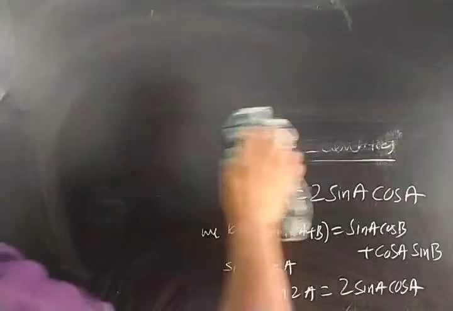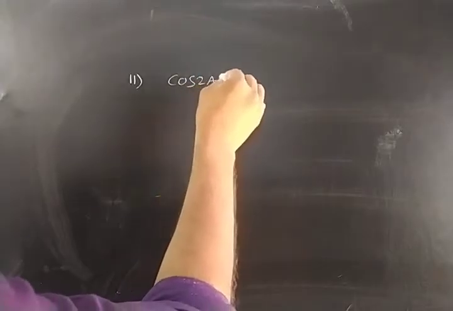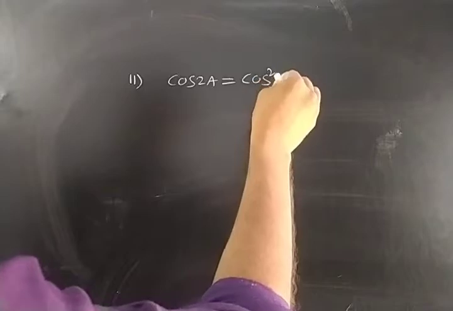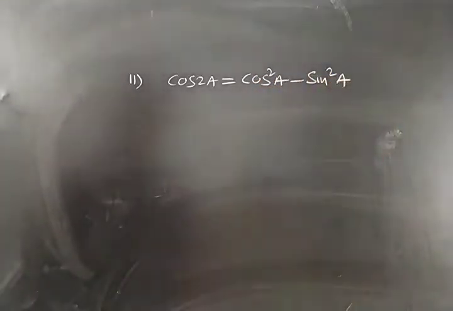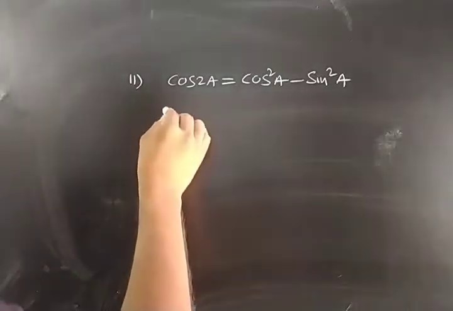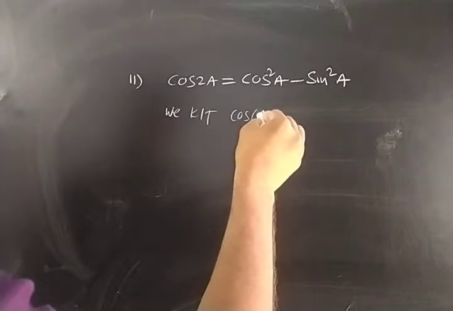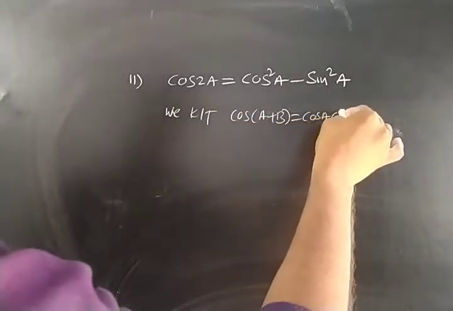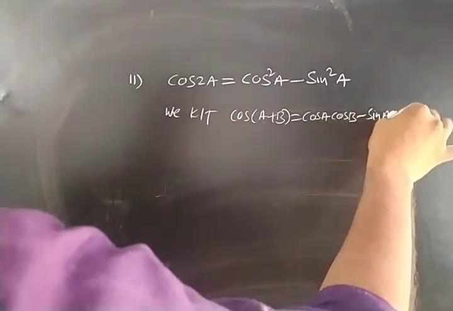Now the second double angle identity, that is cos 2A. What is the formula? We have three formulas, but they are derived from this formula only: cos square A minus sin square A. Now I am going to prove this identity. Again we know the cos(A+B) formula. What is the cos(A+B) formula? Cos A cos B minus sin A sin B.